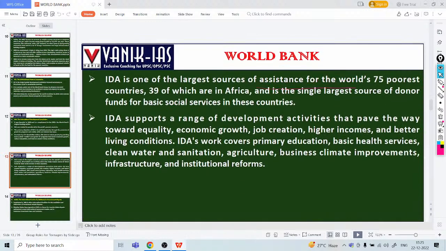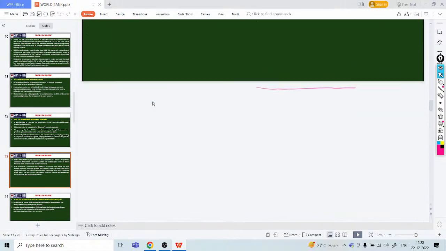IDA is one of the largest sources of assistance for the world's 75 poorest countries, 39 of which are in Africa, and is the single largest source of donor funds for basic social services in these countries. So most of the funding of IDA goes to the African countries. IDA supports a range of development activities that pave the way towards equality, economic growth, job creation, higher incomes, and better living conditions. IDA's work covers primary education, basic health services, clean water and sanitation, agriculture, business, climate improvements, infrastructure, and institutional reforms. This is the IDA's focus area.